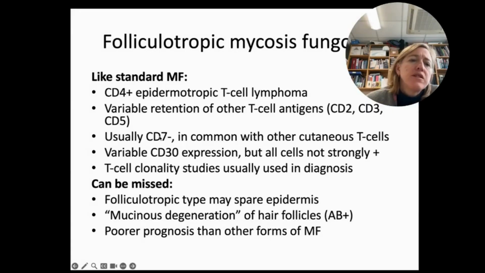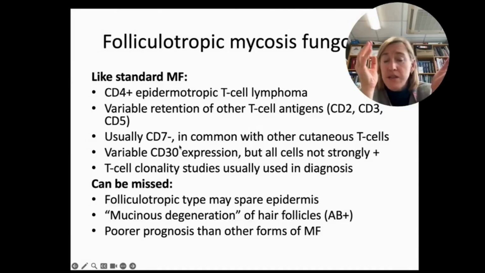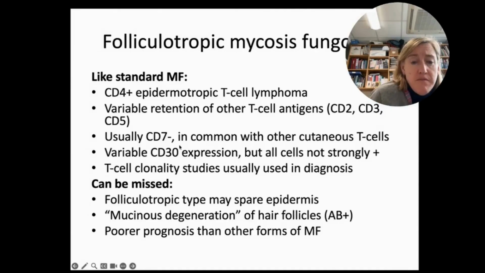I've said most of the things on this slide, except to say that you get what's called mucinous degeneration of the hair follicles. So if you stain with an Alcian blue stain, you can see Alcian blue positive substances accumulating in those hair follicle cells, and that's because of the damage to the cells by the T cells. This has a poorer prognosis than other forms of mycosis fungoides. I'm assuming that that's genuine, but it may actually be because people miss it.